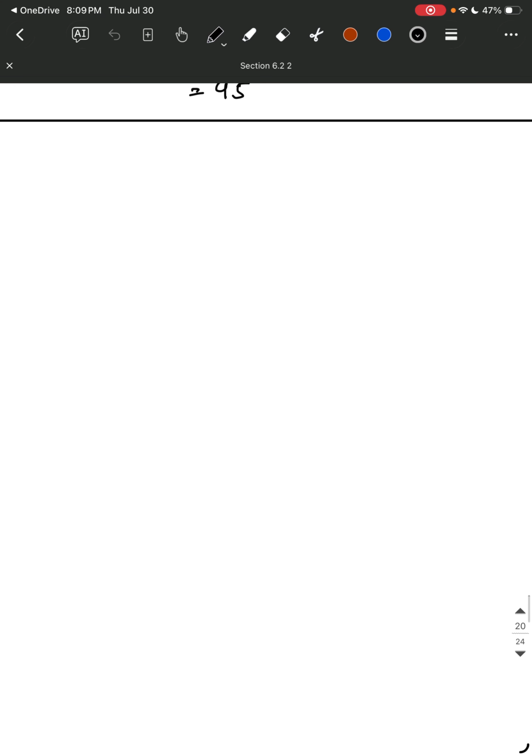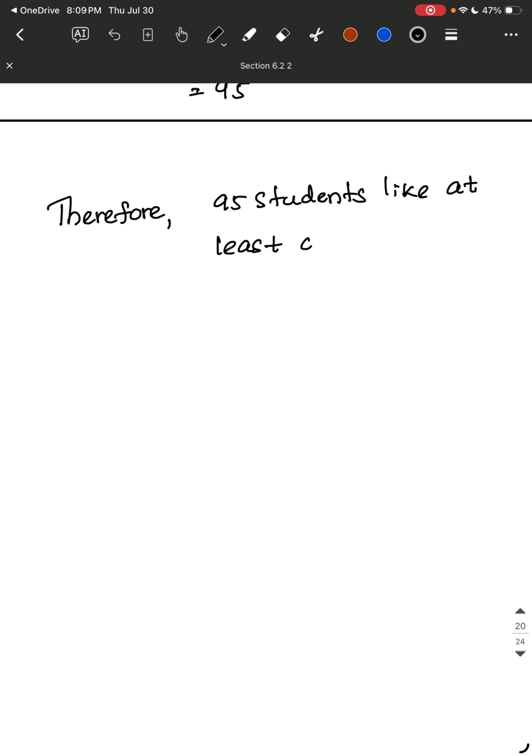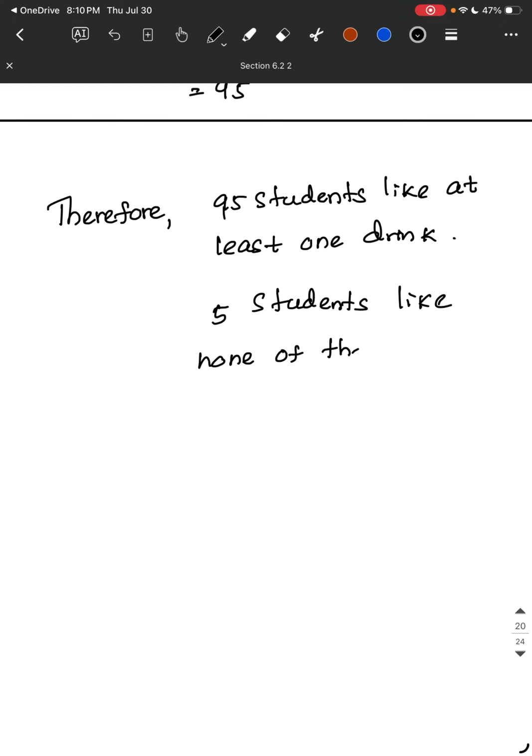Therefore, 95 students like at least one drink. Also, 5 students like none of the 3 drinks. So, please make sure to understand at least one and none.